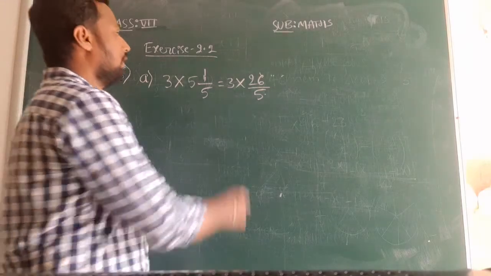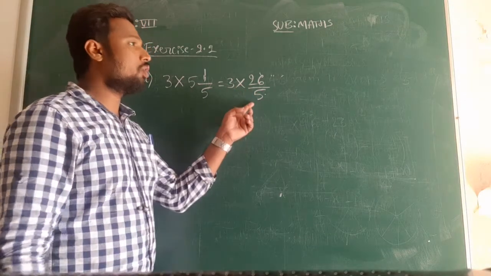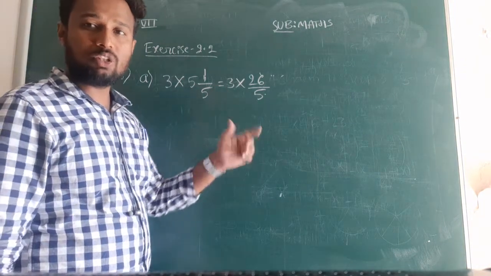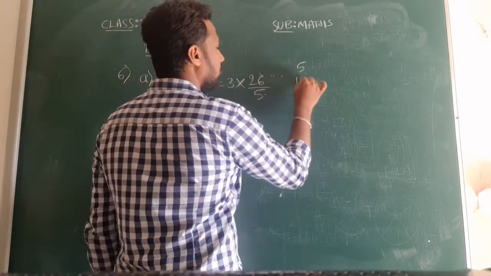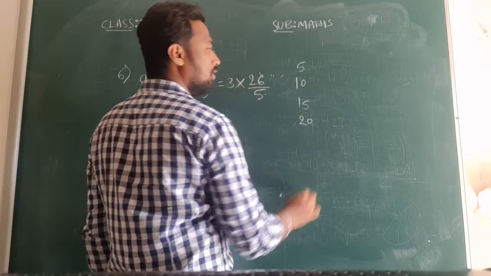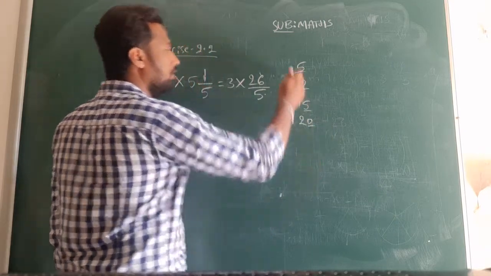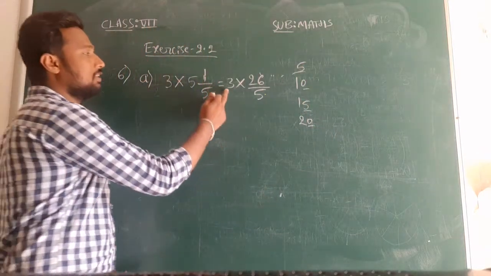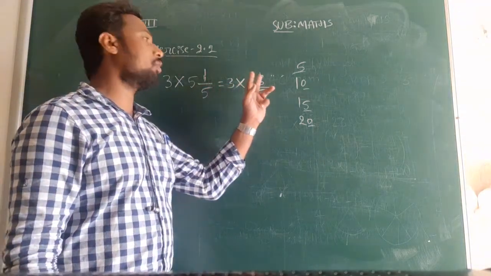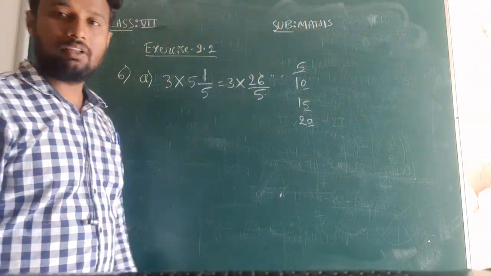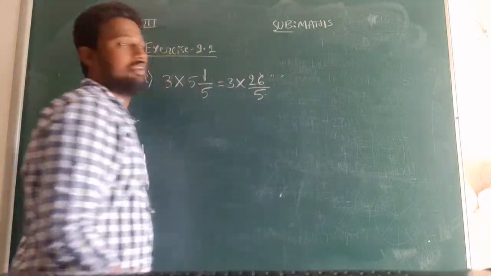Now we cannot divide this 3 or 26 by 5. Why? Because if you want to divide any number by 5, that number should end with 5 or 0. You can check in table 5. See here, 5 1s are 5, 5 2s are 10, 5 3s are 15, 5 4s are 20. Like this it continues. You can observe that the last digit is always 5 or 0 in table 5. But here the last digits are 3 and 6. Therefore we cannot divide these two numbers, 3 and 26. These two numbers will not come in table 5. So I will not divide now, I will just multiply directly.